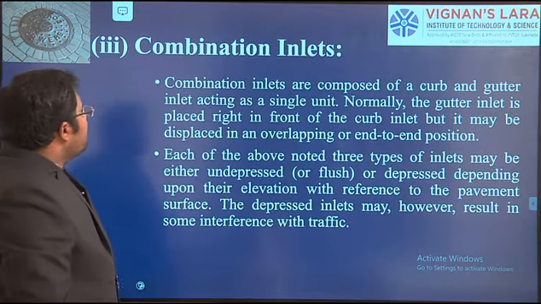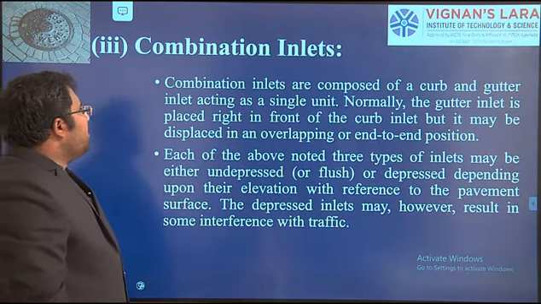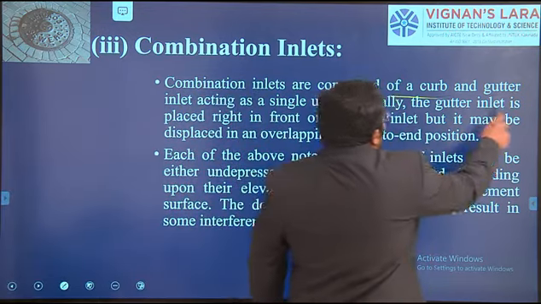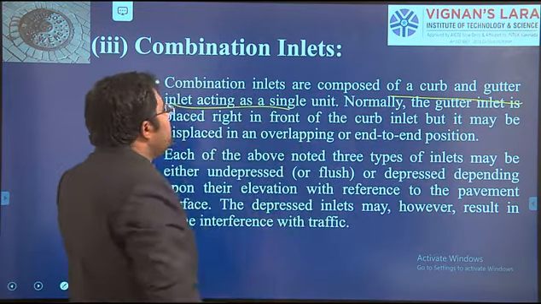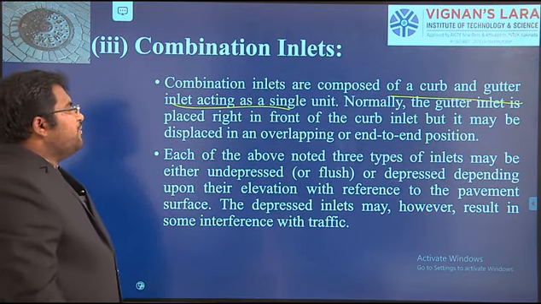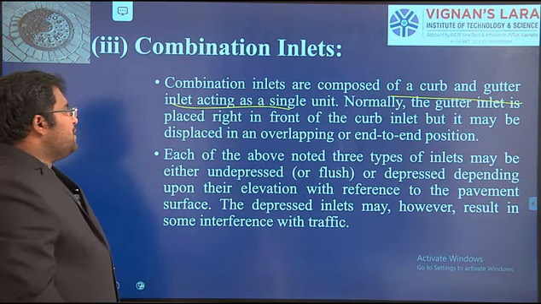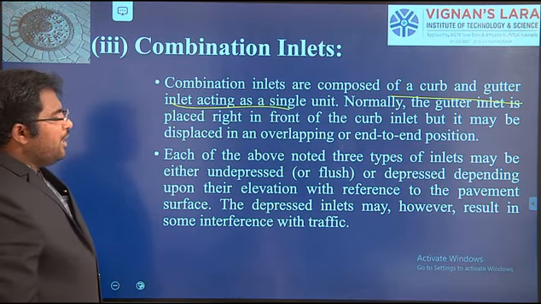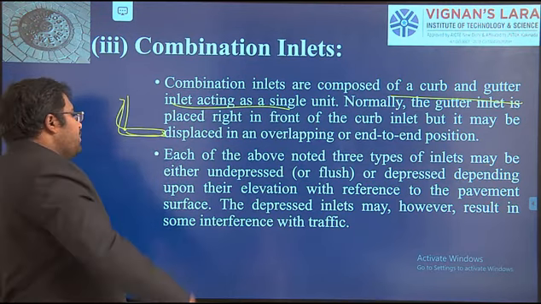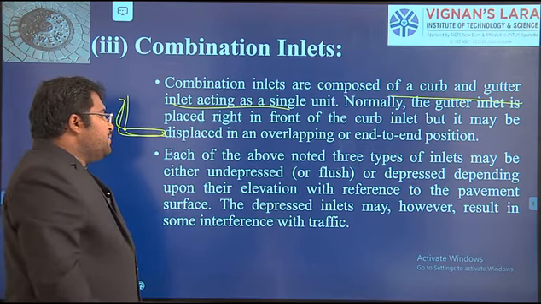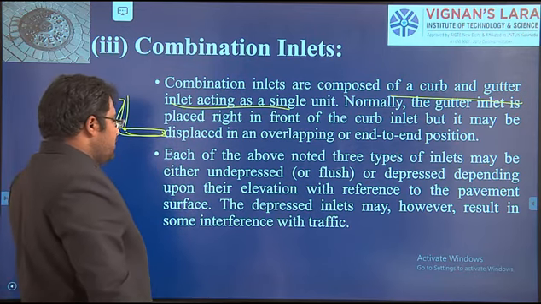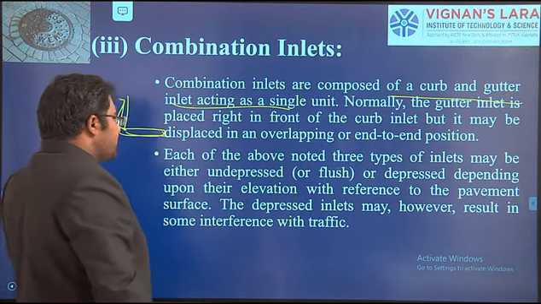Third one, combination of inlets. Combination inlets are composed of the curb and gutter inlets, the combination of the first two. Normally, the gutter inlet is placed right in front of the curb inlet, but it may be displaced in an overlapping or end-to-end position. This is the vertical, this is horizontal, so both will be combined. Each of the above three types of inlets may be either undepressed or depressed, depending upon the elevation of the pavement surface.